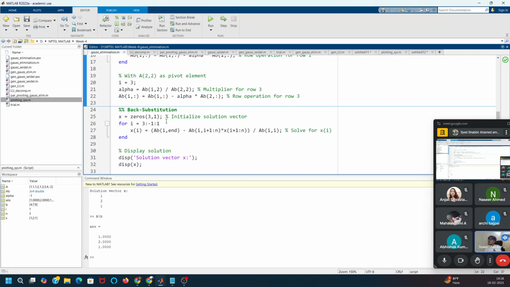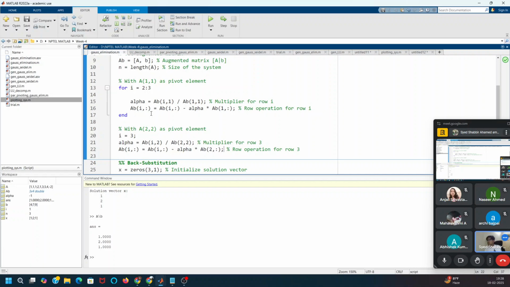So then we will do the back substitution. After eliminating the first element of the second row and the first element of the third row to be zero, we have to go for the second column, and we have to see that whatever elements in the second column are below the second row, they should all be zero. So we will do the same thing.